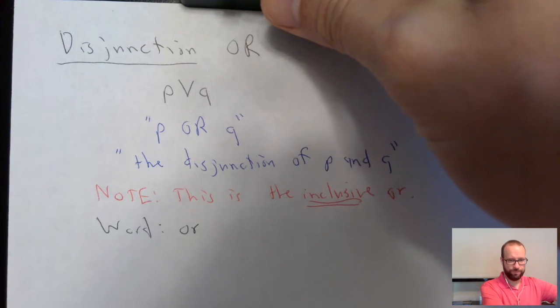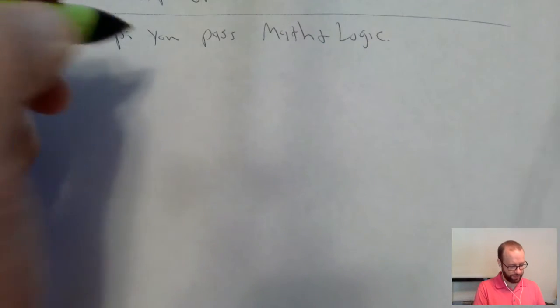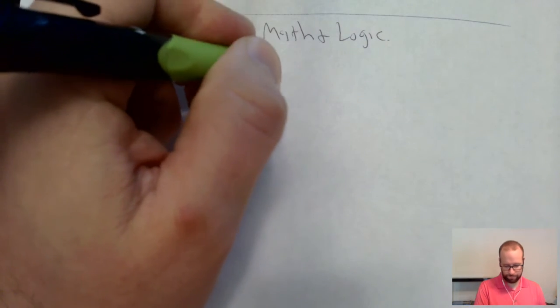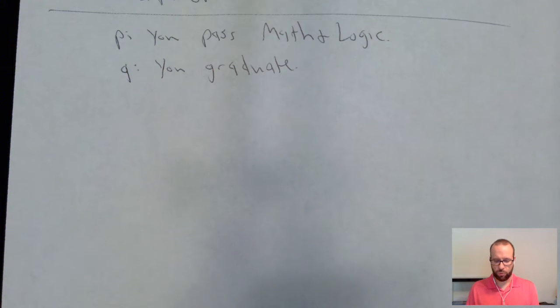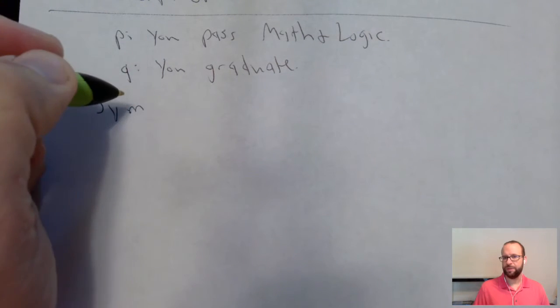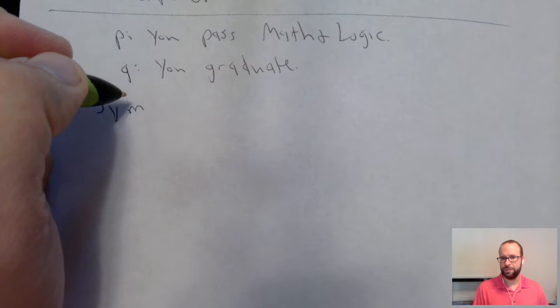Okay, I want to do a little work with symbolization. So I'm going to need a P and a Q. Let's do P is you pass math and logic. And let's do Q is you graduate. And again, my plan is to just do some quick symbolizing back and forth. So let's go one way first. Sorry about that. Let me turn on my do not disturb. Okay.